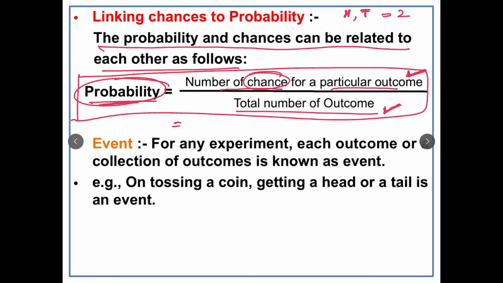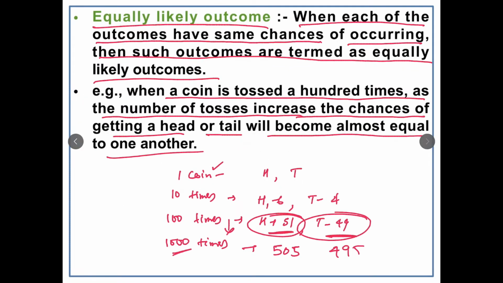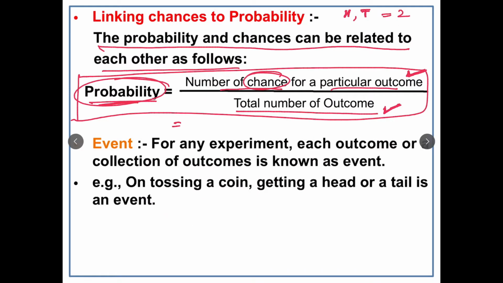So first we'll write the number of chances for the particular event. That event here is getting a head, so head appears only one time, and the total outcomes here are 2. So the probability of getting a head is 1 by 2. When you divide them, you get 0.5. Okay, so this is how we relate the probability to the chances. You will understand it better when we do the questions.